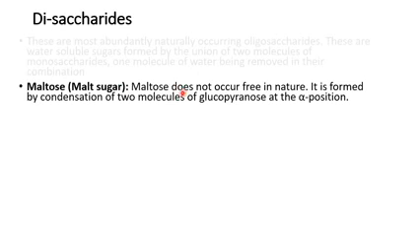Maltose is an example. It is also called malt sugar. Actually, maltose does not occur free in nature. So how is it formed? It is formed by the condensation of two molecules of glucopyranose in the alpha position.